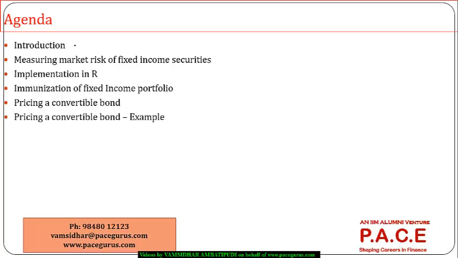So as a broad agenda, we'll look at what fixed income securities are, then how we measure the market risk associated with various fixed income securities. Here we'll talk about the different techniques to measure market risk. We'll be covering duration, and we'll be covering convexity.